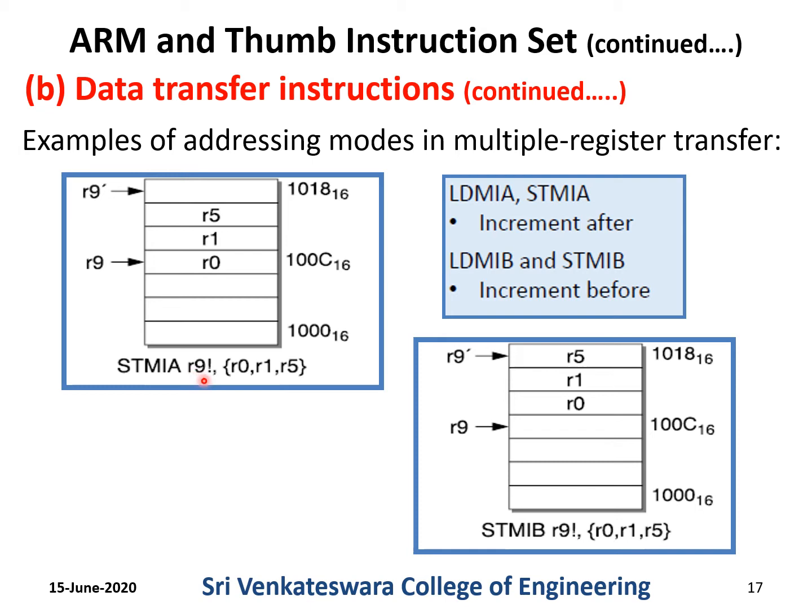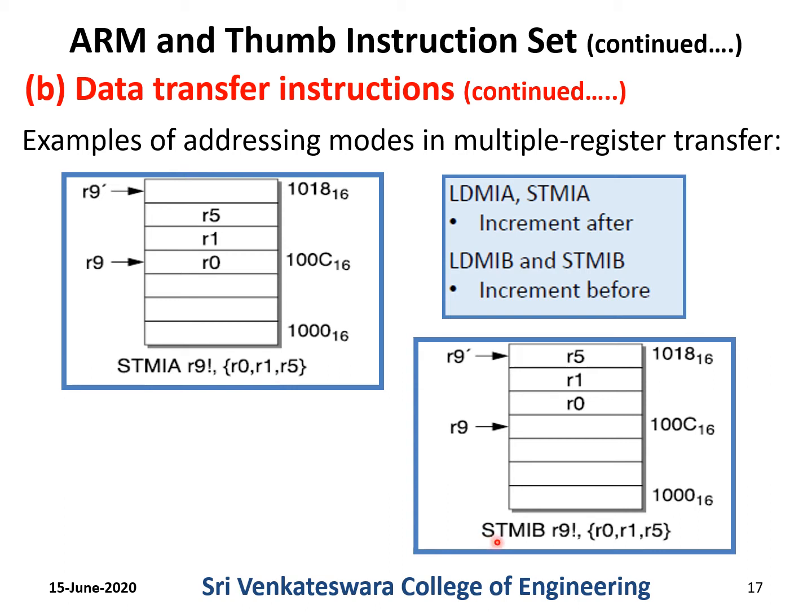Assume R9 is holding the hexadecimal value 100C. R0's content is stored into the location 100C. After that, R9 is incremented by 4 and then R1 is stored. After R1 is stored, R9 is again incremented and R5 is stored. In this way, the register contents R0, R1, R5 are stored from left to right.